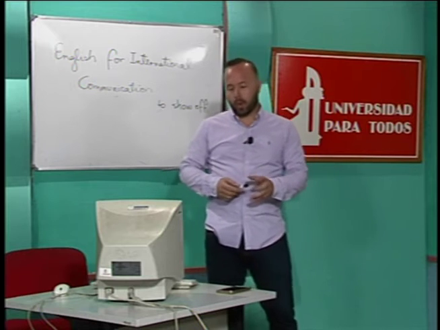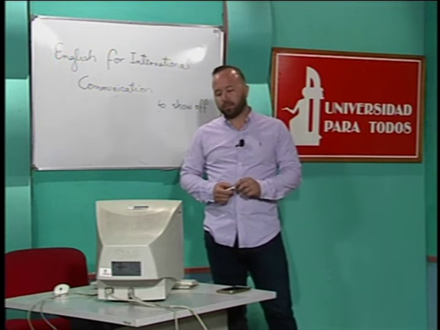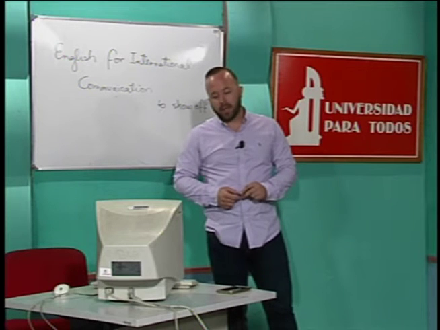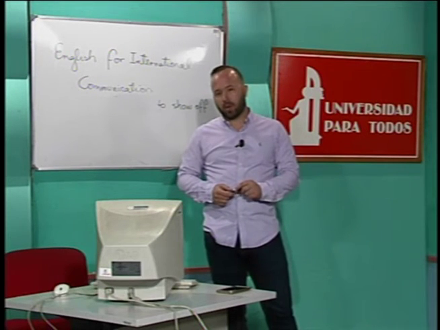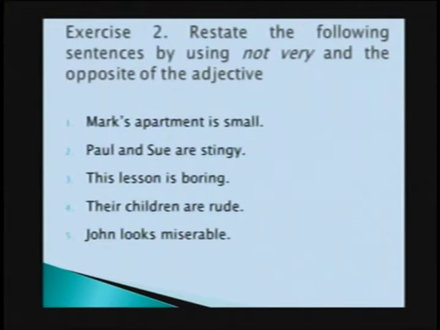So rude, polite. And finally, number 5, John looks miserable. And the meaning of miserable is unhappy. So John looks miserable. So the opposite of miserable is happy. Miserable here doesn't mean that the person doesn't have a cent or has other problems. Miserable means unhappy. So if you think about miserable and unhappy as synonyms, an antonym is happy.